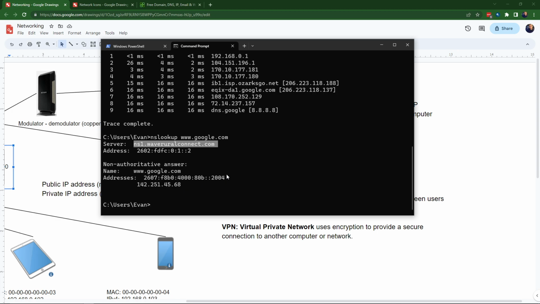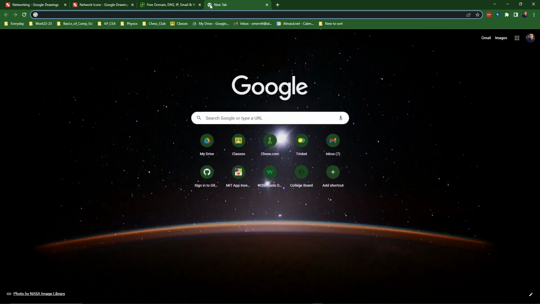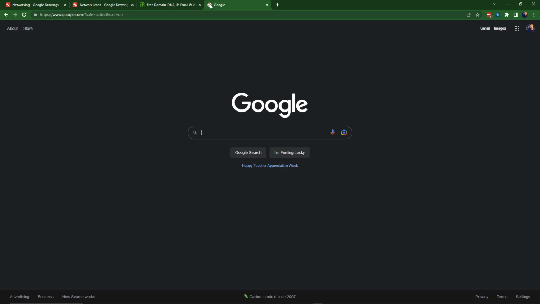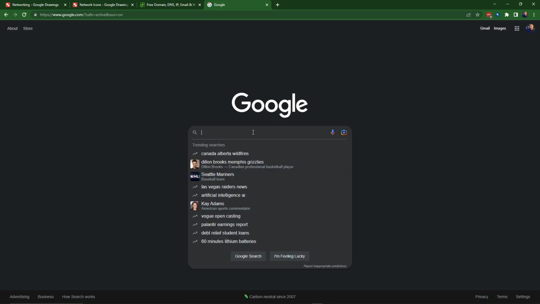So Google is at this IP version 6 address and is at this IP version 4 address. If I copy that real quick, that IP version 4 address, and I paste it right there, lo and behold, it takes me to Google. So that's what's happening behind the scenes. You don't notice it, but that's what's happening every time you try to go to a website: you need that IP address.